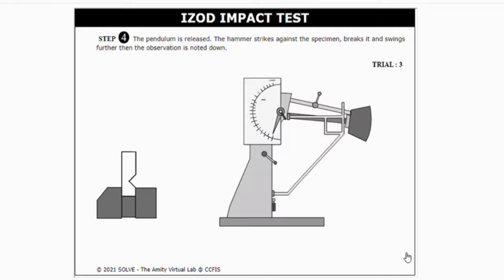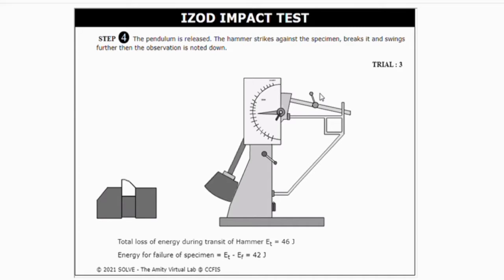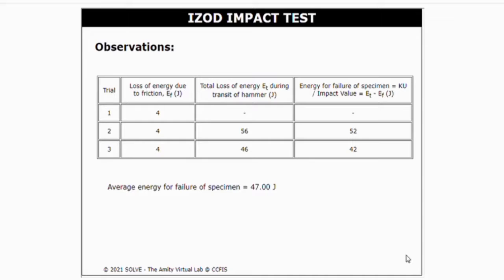Now this will be the last trial for the mild steel. So the total loss of energy during transit of hammer will be 46 joule and energy for failure of specimen will be 42 joule. This will be the observation of the 3 trials using the mild steel. The average energy for failure of specimen for the mild steel is 47 joule.